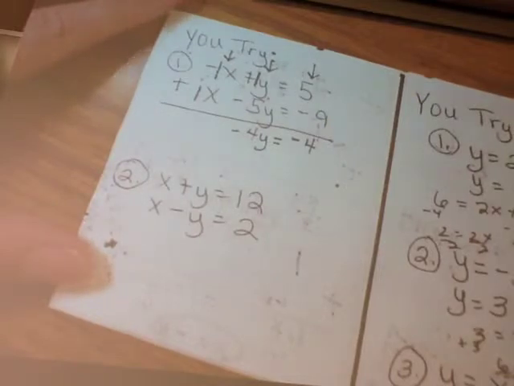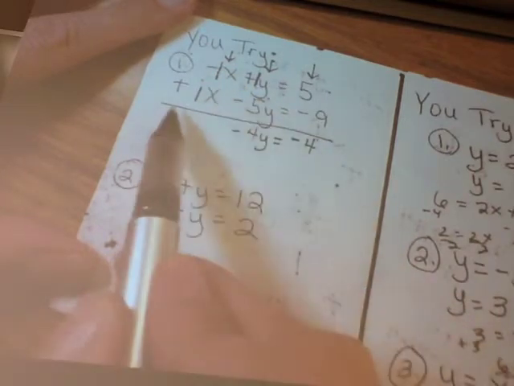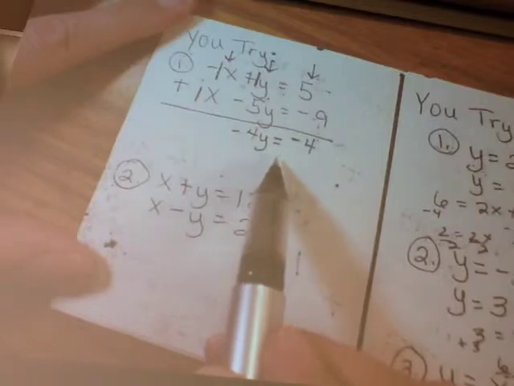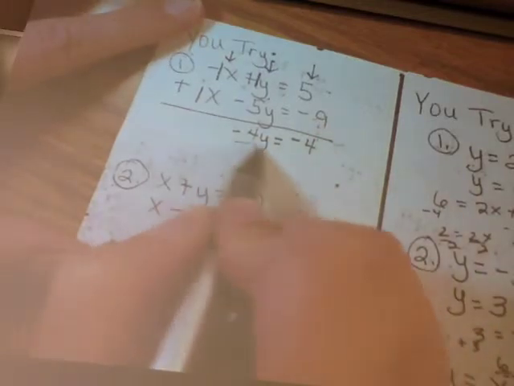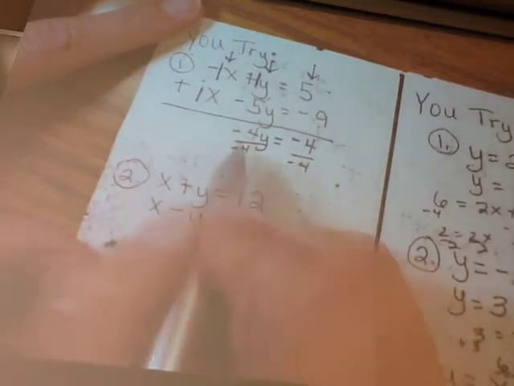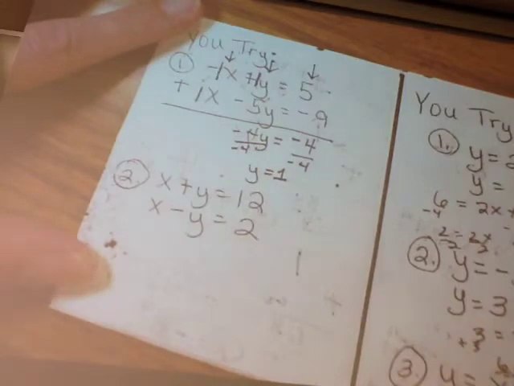So if you add straight down, you should have gotten 0 there, or nothing. And then negative 4y equals a negative 4. To break them apart, you need to divide them. And y would be a positive 1. That's only half of your answer.